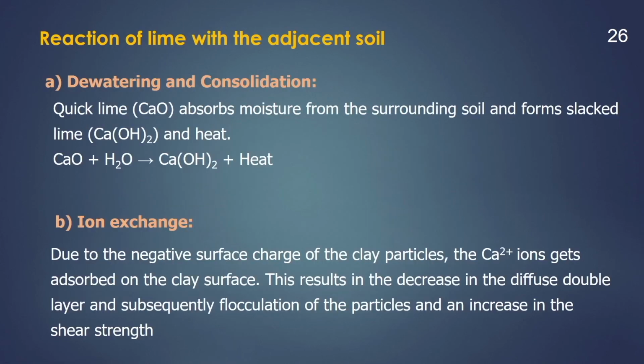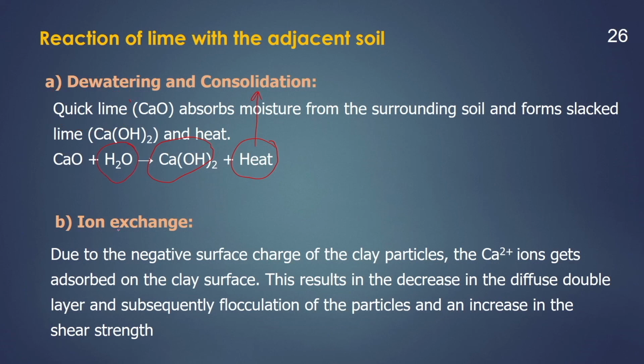So, when we add lime to the adjacent soil, the following reactions take place, which increase the strength of the soil. First one is the dewatering and the consolidation. As we know, when the quick lime reacts with the water present in the soil, it will produce slaked lime and also heat. This heat which is generated is helpful in dewatering the soil as well as the consolidation of the soil. So, the dewatering and consolidation of the surrounding soil take place because of the quick lime reacting with the water present in the soil.